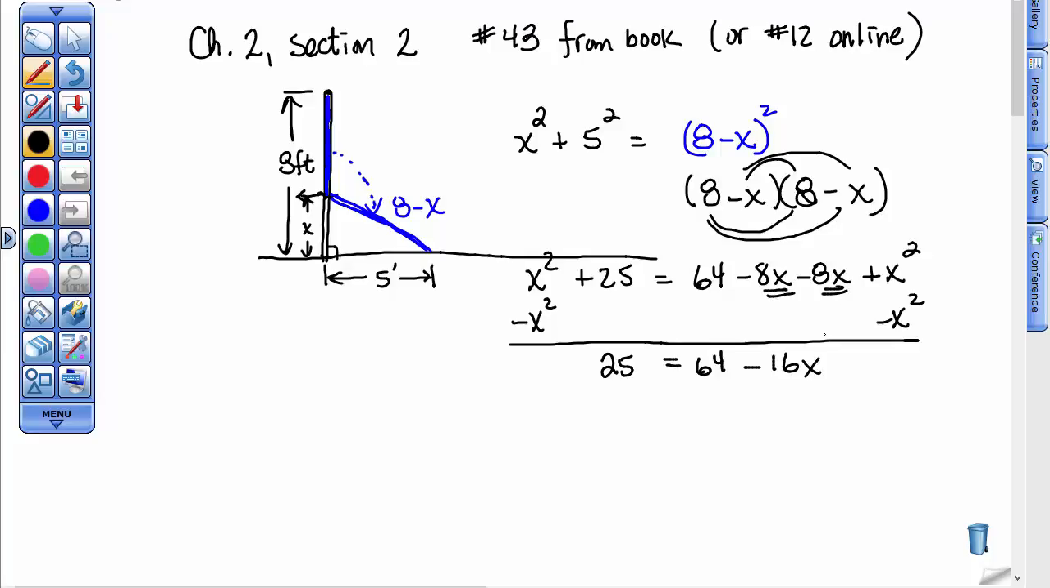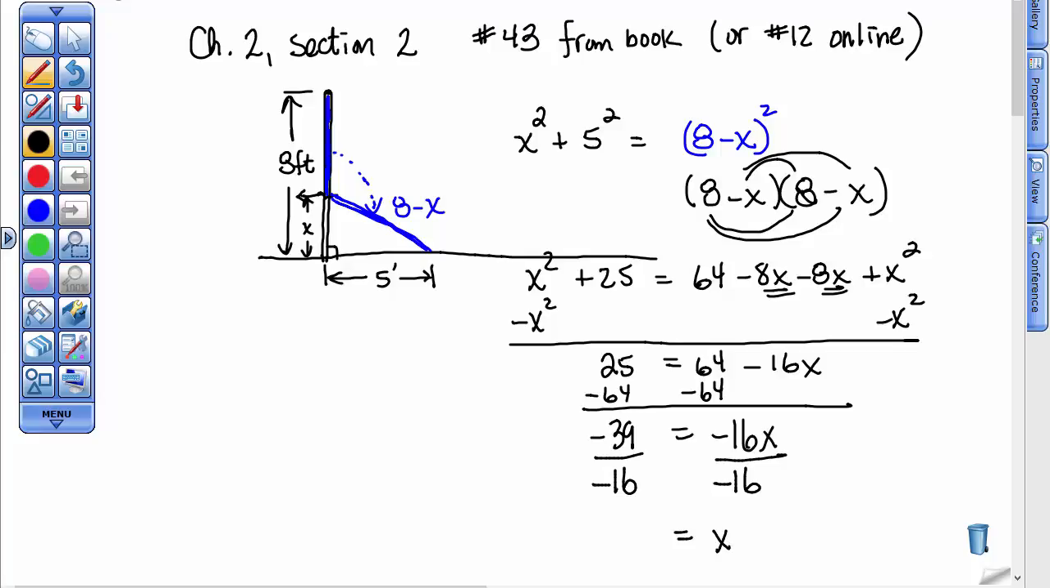So these two had to be collected. Let's now subtract 64 from both sides. So let's see, 25 minus 64, that'd be negative 39, equals negative 16x. And then I'm going to divide both sides by negative 16. I'm going to pause so I can find a calculator. This answer turns out to be 2.437 is the value for x.